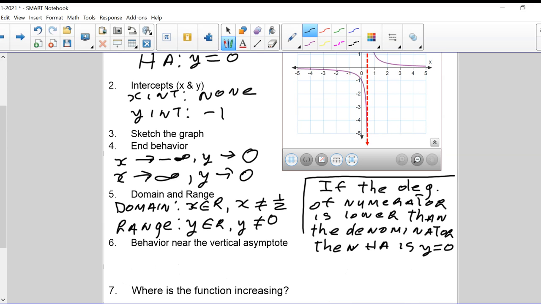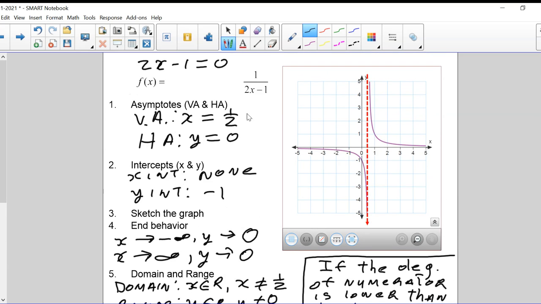Okay. Now let's get to the stuff that Noah was asking about. And there may be other people. Noah was the one who was brave enough to step up and say, I'm not so sure about that. So let's answer the question for everybody else, not just Noah, right? And I applaud Noah for raising it. Behavior near the vertical asymptote. So behavior near the vertical asymptote is asking, as I approach that, remember, the vertical asymptote is at 1/2.